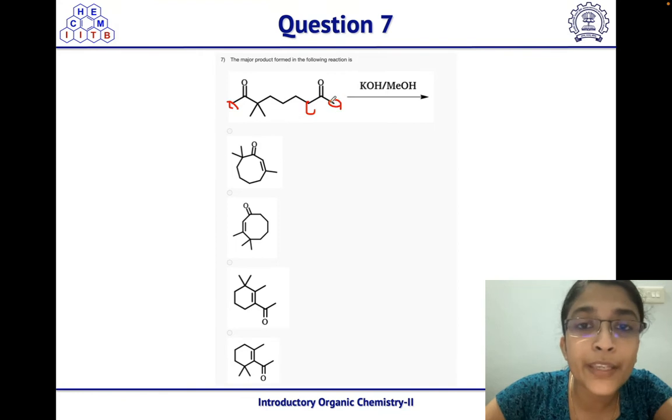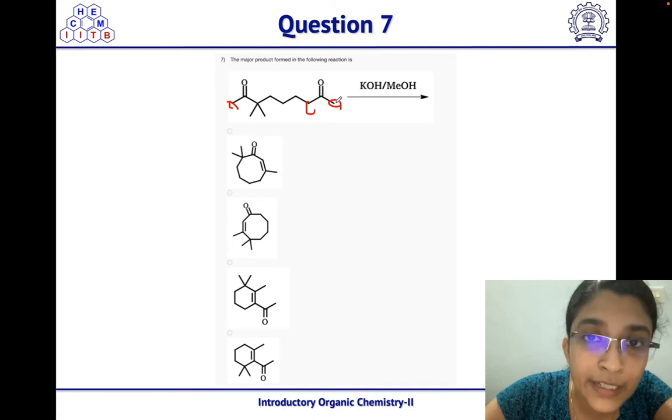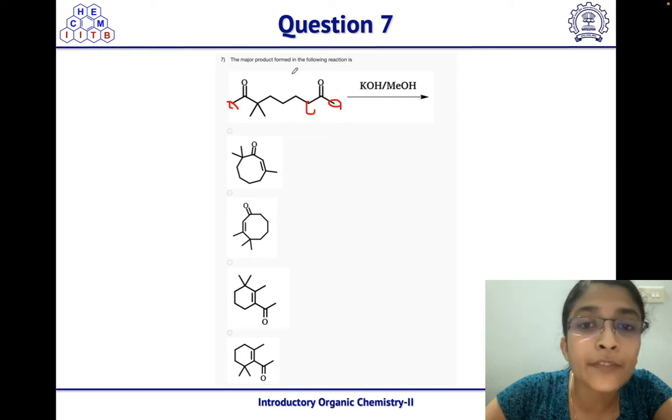And here also, if the enolate is generated here, it will attack this carbonyl, and the size of the ring that will be formed is 1, 2, 3, 4, 5, 6, 7, 8. An 8-membered ring will be formed. So here also the size of the ring is big and it is not that favored.